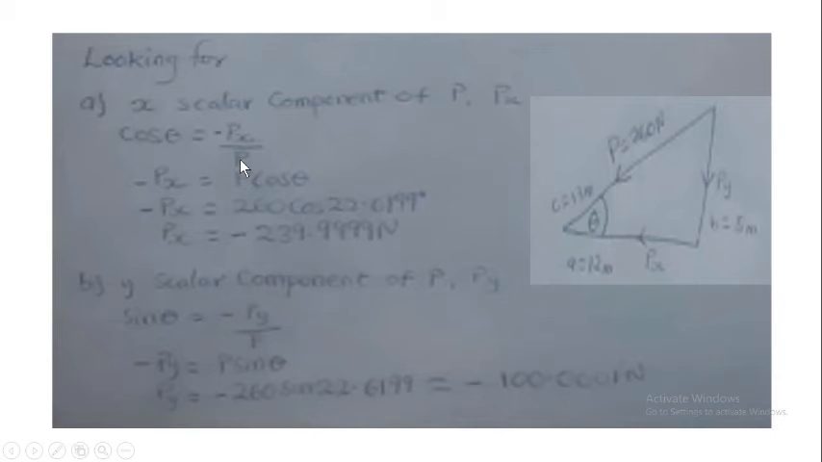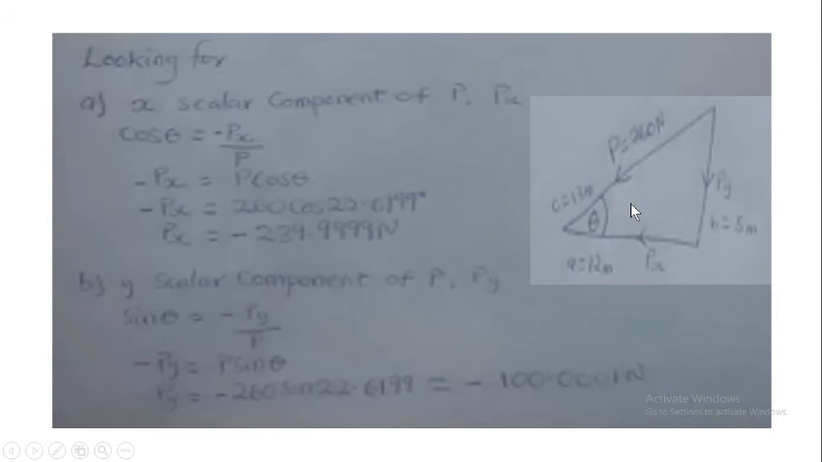Here you slot in the values of the P force, that's the magnitude of P, to be 260 Newton, cos theta, we have just determined theta to be 22.6199 degrees, and so when you punch your calculator, you get 239.999 Newton. You negate this one because you want to make Px the subject, so Px equals negative 239.9999 Newton.